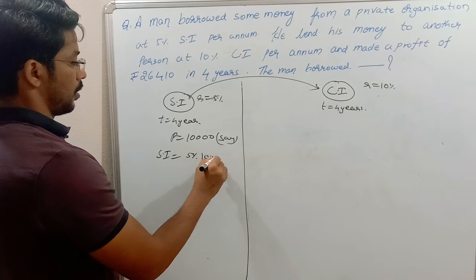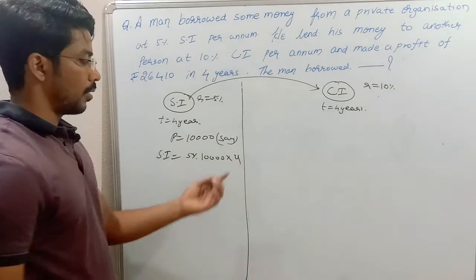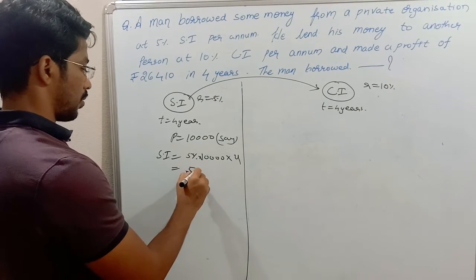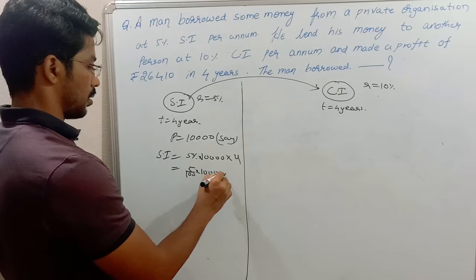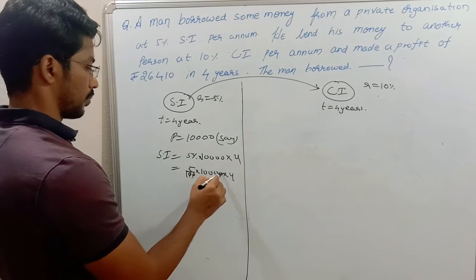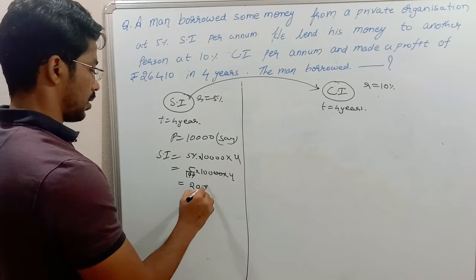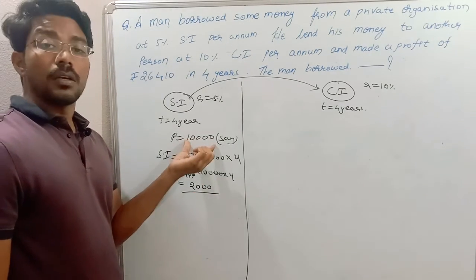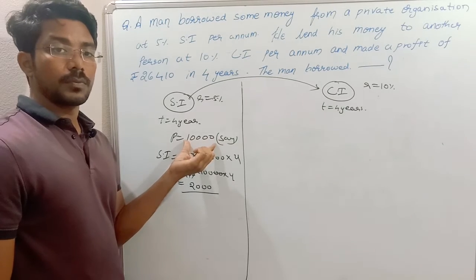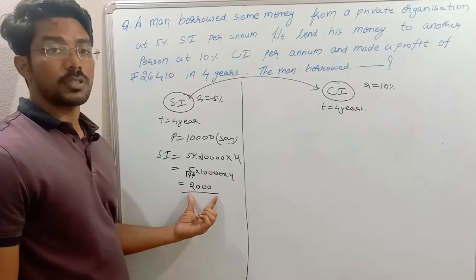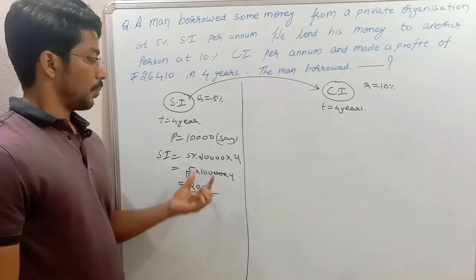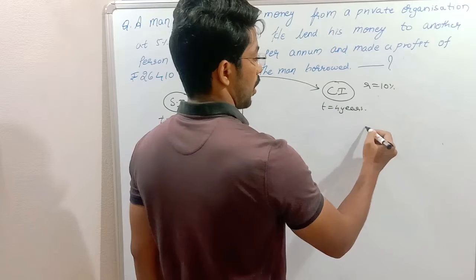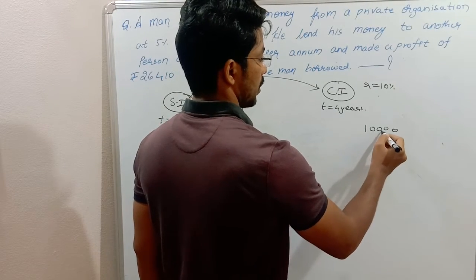5% of 10,000 he has to pay for 4 years. So 5% of 10,000 is 2,000 rupees he has to pay as interest on the amount he borrowed. So additionally he has to pay 2,000 rupees as interest along with the principal.